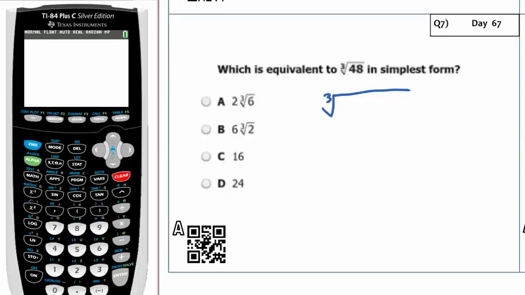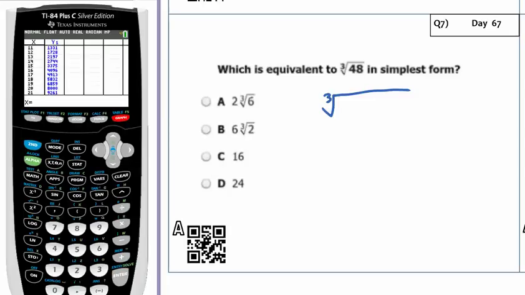To find my list of perfect cubes, I'm going to go to my y equals in the calculator, clear out everything that I have, and type in x raised to the third power. When I do that, I go to my table, second table, and if I go back to 0, it's going to give me a list of all my perfect cubes.